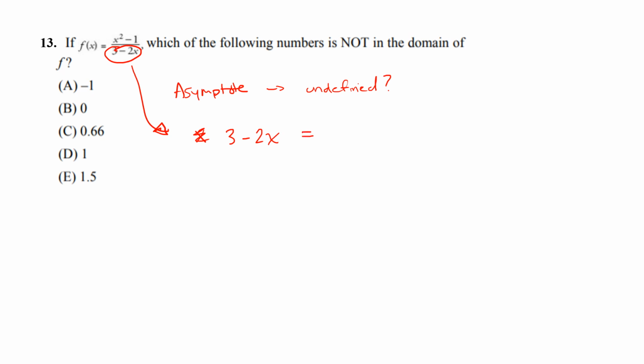We cannot have that equal 0. The reason for that is, if it were 0, we'd have an undefined form: x squared minus 1 over 0. We cannot have that, so that won't be in the domain. We simply have to solve for what x would be such that the denominator goes to 0, and then we have our answer, because we're finding what's not in the domain. Adding 2x to both sides, we get 3 equals 2x, and very simply x equals 3 over 2. That brings us to choice E, and that's all.